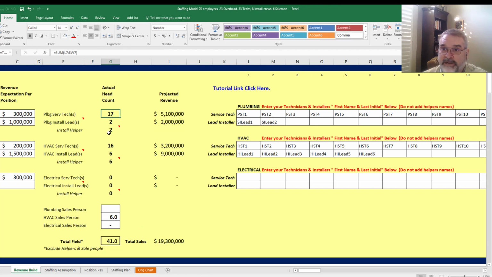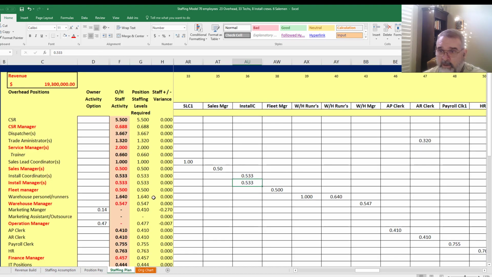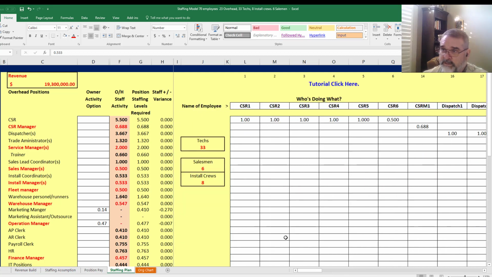So now I got 17 plumbers, 16 HVAC techs, 2 install crews, 6 install crews for the installation department. I got 6 salespeople now. Okay. So now I'm at 19,300,000. I got a total of 41 field people. I don't count salesmen in my field people. Okay. So now let's go through here again. I need 5.5 CSRs. There it is. See how it scales up.